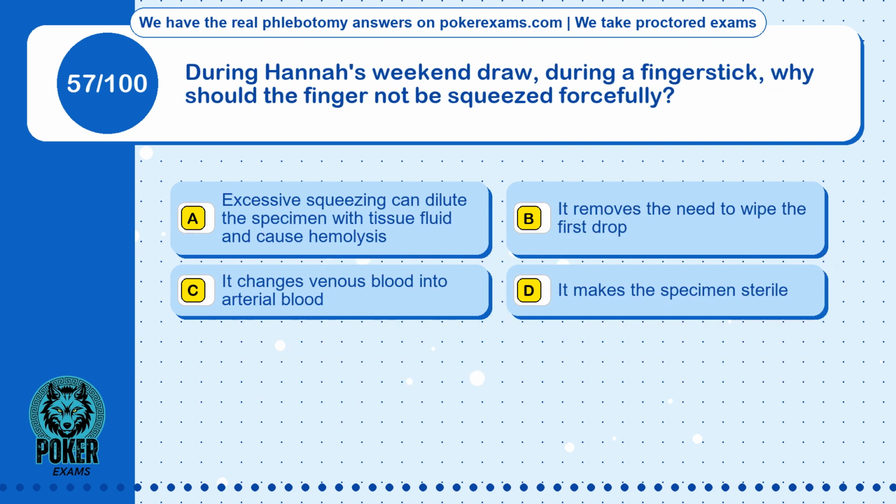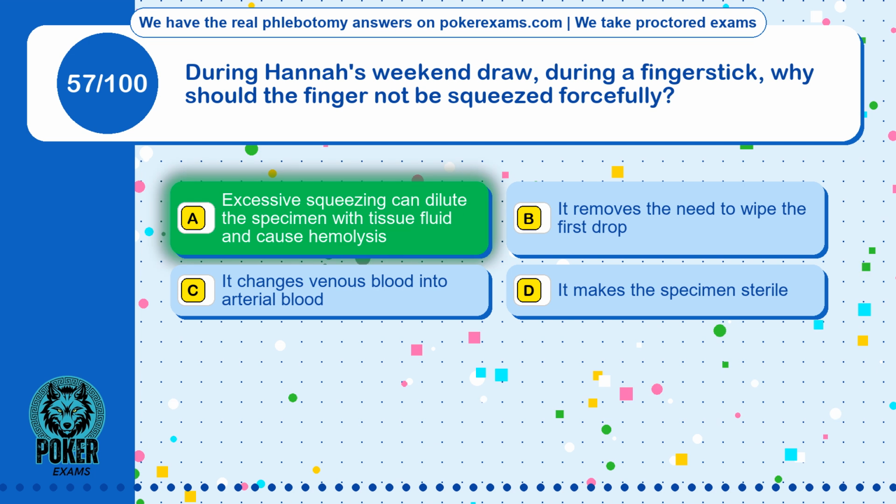Question 57. During Hannah's weekend draw, during a finger stick, why should the finger not be squeezed forcefully? Option A, excessive squeezing can dilute the specimen with tissue fluid and cause hemolysis. Option B. It removes the need to wipe the first drop. Option C. It changes venous blood into arterial blood. Option D. It makes the specimen sterile.